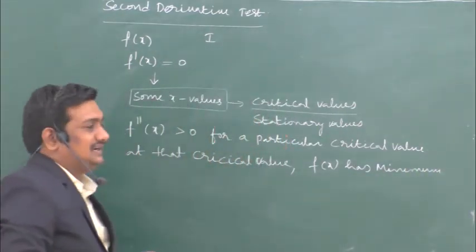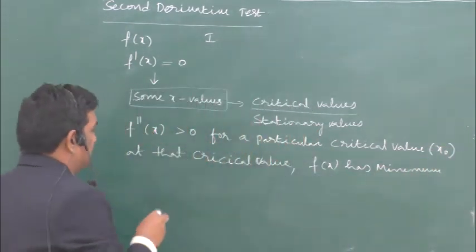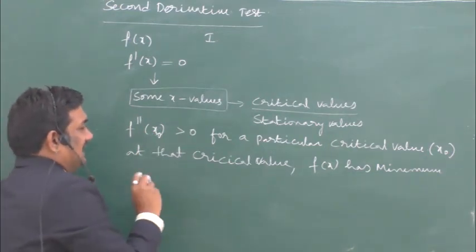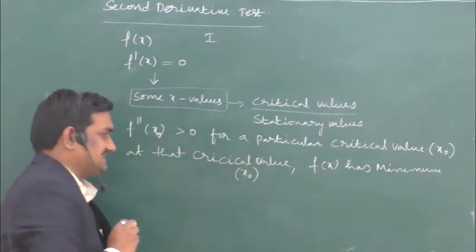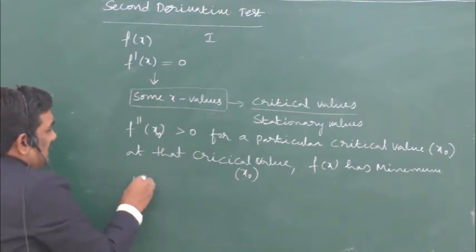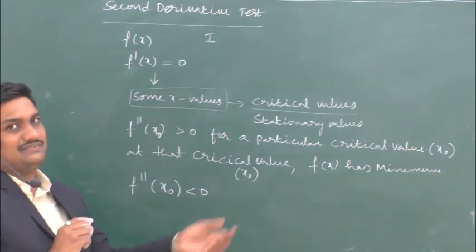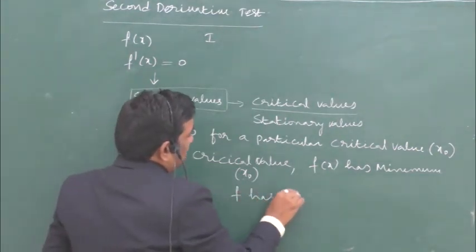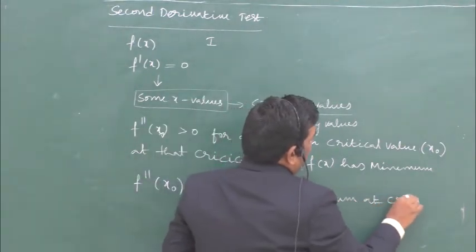Suppose the critical value is x naught. X naught is a number. Correspondingly, if f double dash of x naught is positive, then we can say that at x naught f of x has a minimum. Suppose f double dash of x naught is negative, where x naught is some critical value. Then we can conclude that f has a maximum at the critical value x naught.